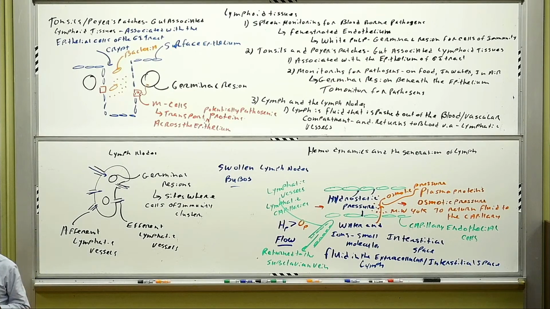This is also a closed system?  This is also a closed system in that it's a series of tubes, and once it gets inside the tubes, that's a closed system. And that will then drain in a sort of a low pressure way back into the subclavian vein.